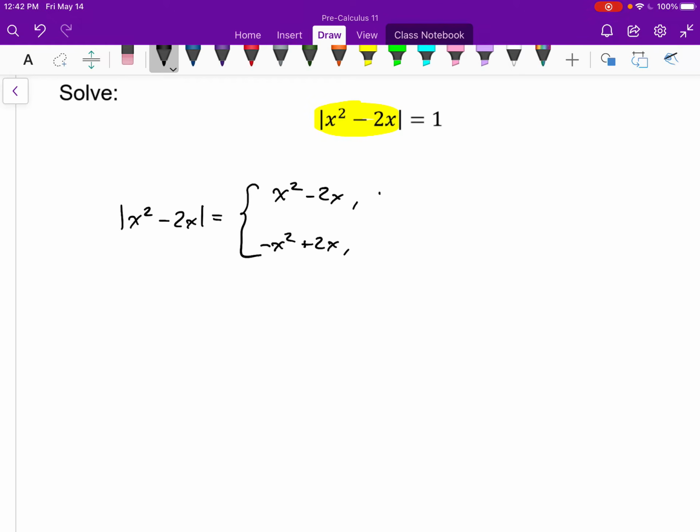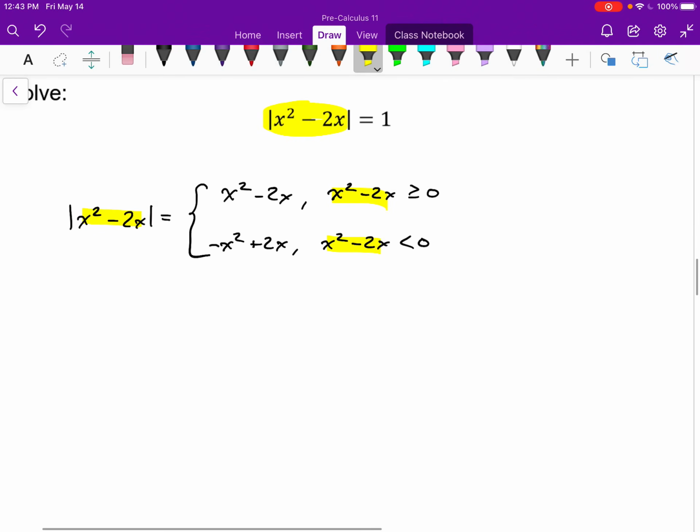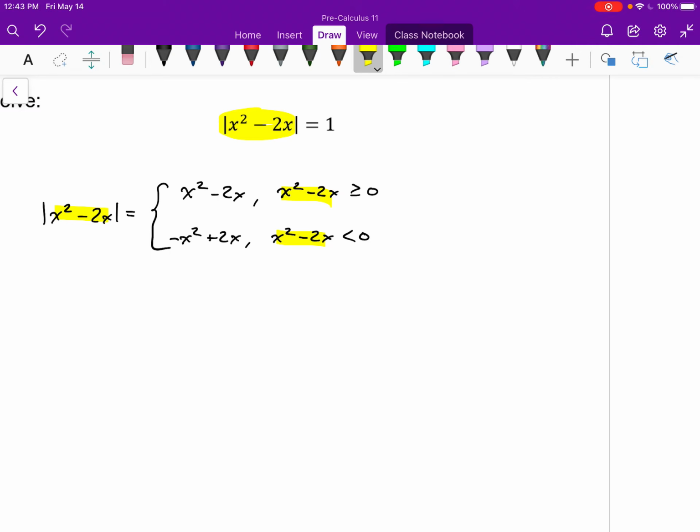And again, I look at this first piece when x squared minus 2x is greater than or equal to 0. I look at the bottom piece when x squared minus 2x is less than 0. OK, now again, all this should sound familiar because we have done all this before in a previous lesson. But let's simplify these restrictions on x squared minus 2x, where it's greater than or equal to 0 or less than.